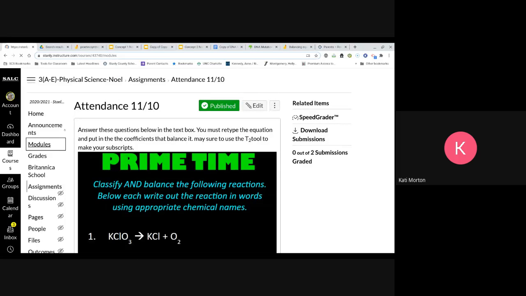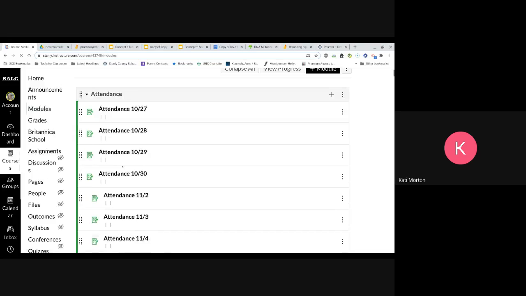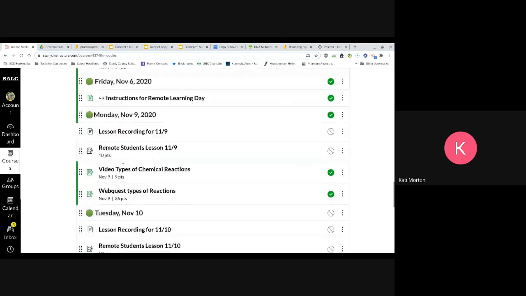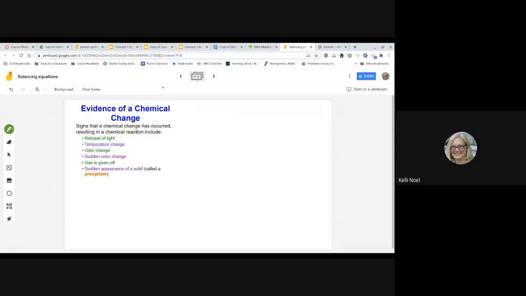And then we're going to come to the modules, and we're going to go down to where we've been working under reactions. And I guess I need to make it live. And basically, we're going to be practicing balancing and classifying reactions. So yesterday, there was a video and a web quest on classifying, and today we're going to be balancing.